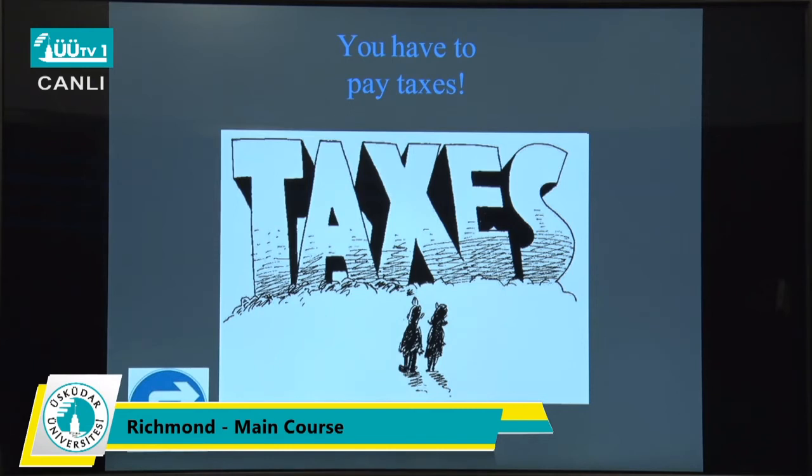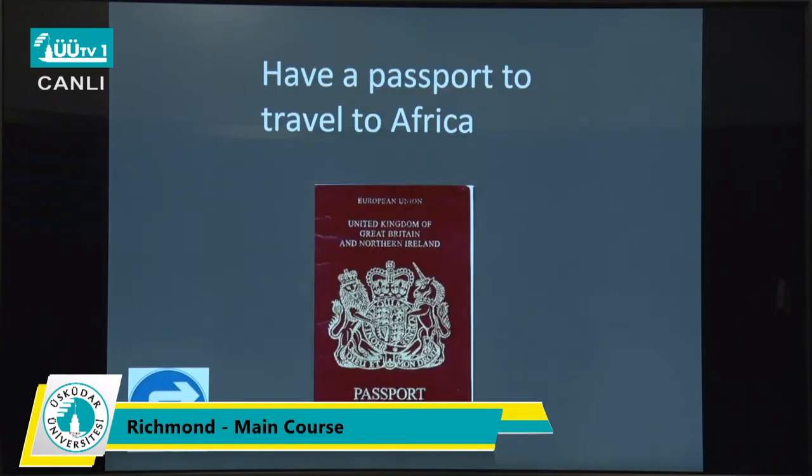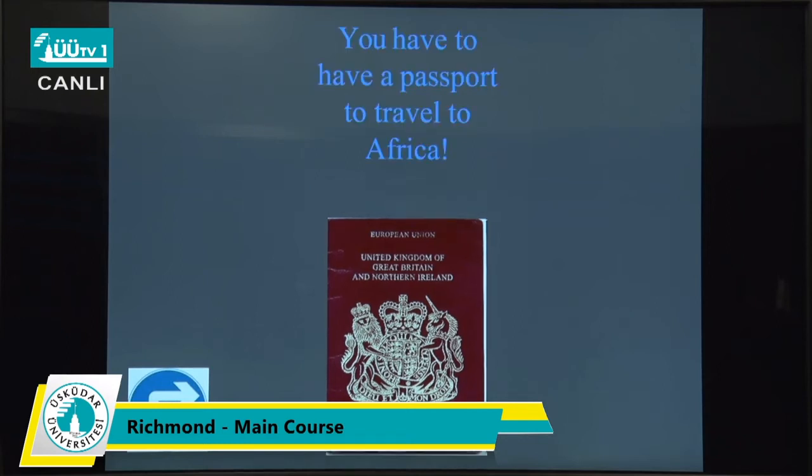Now, I think you understand the difference between must and have to more clearly. Have a passport to travel to Africa. You have to have a passport to travel to Africa. This is again an obligation, a fact. This is not our feeling. This is a fact. This is a rule that we have to apply.